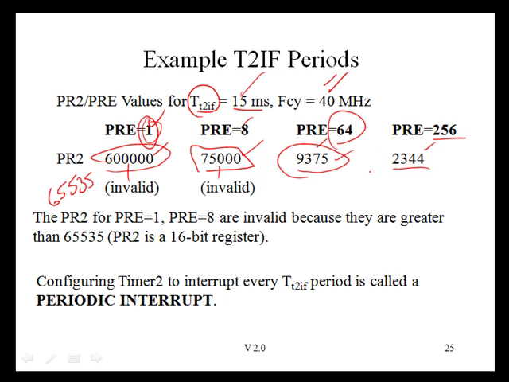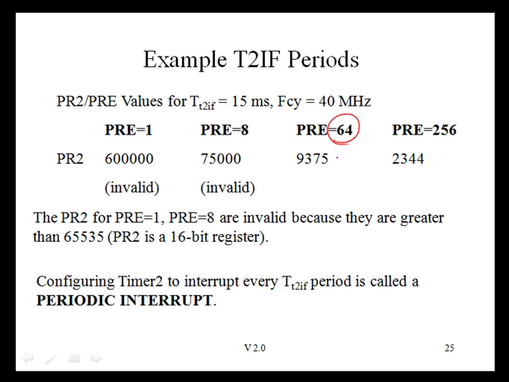Generally what you want is the lowest prescale value that will give you a valid PR2 value, because this will give you the most accurate timing. So if we set our prescale value to 64 and wrote a value of 9375 to PR2, with an instruction clock cycle frequency of 40 megahertz, this would mean that every 15 milliseconds this flag would be set. And if we had this interrupt enabled, we'd be getting an interrupt every 15 milliseconds. Configuring timer 2 to interrupt every timer period like this is called a periodic interrupt.